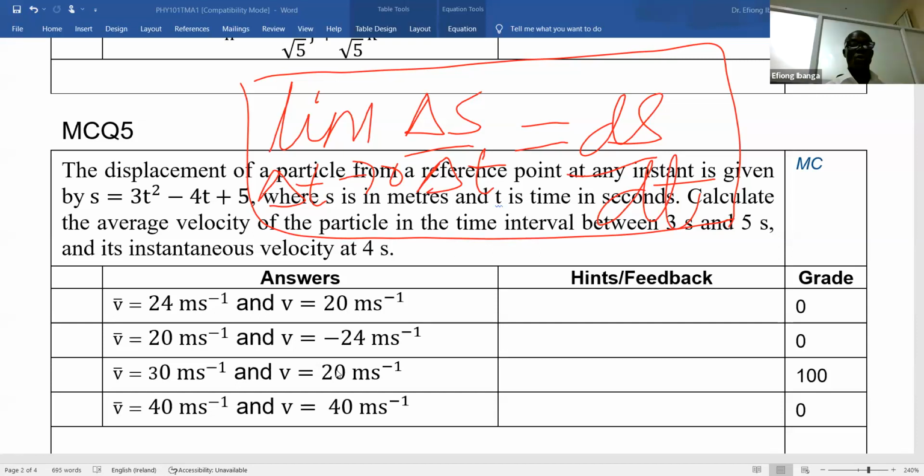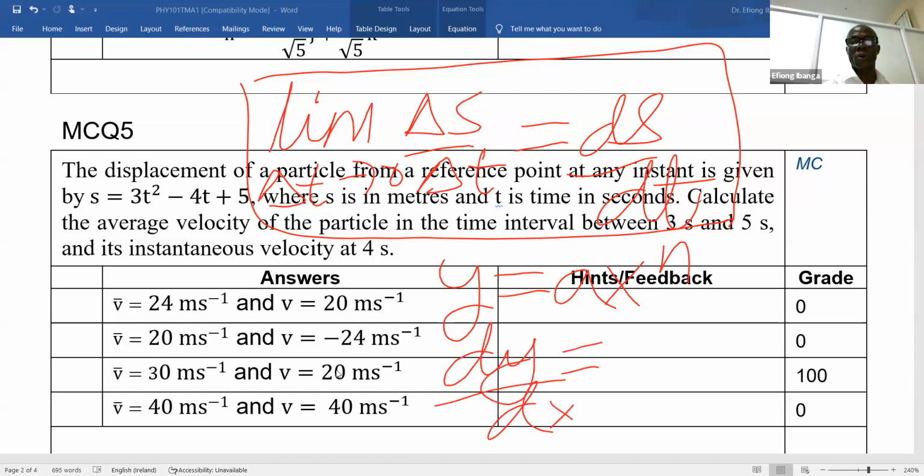So if you differentiate, let me write it this way. Your mathematics has to be very good. If I'm given y equals a x raised to n, dy by dx is going to be equal to n a x raised to n minus 1. So that's what we are going to get. Is that clear? So if you do that to this, it's going to give us 2 times 3t, which is going to give us 6t.